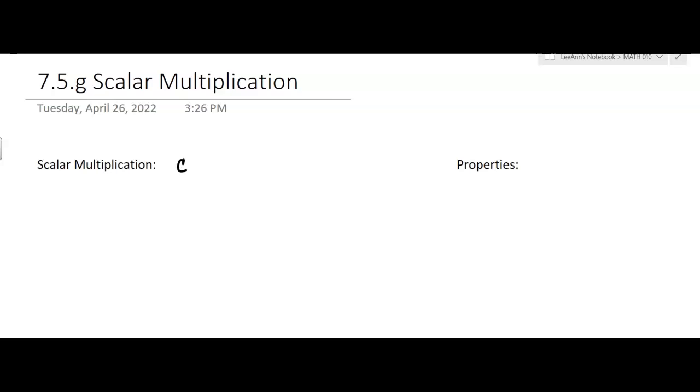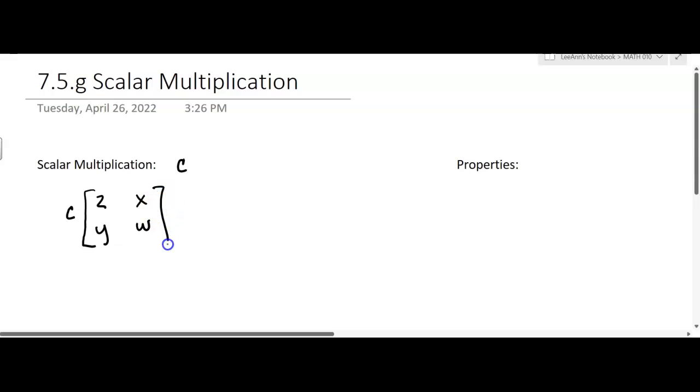We're going to multiply that one expression or one number by some matrix, call it X, Y, Z, W. Okay, so what happens in scalar multiplication is you're going to take whatever C is and you're going to multiply it into each element. So you would get CX, CY, CZ, CW, or whatever your matrix is, okay?